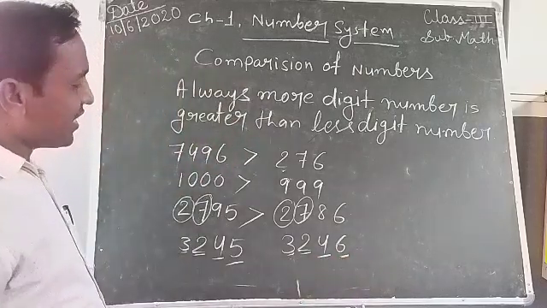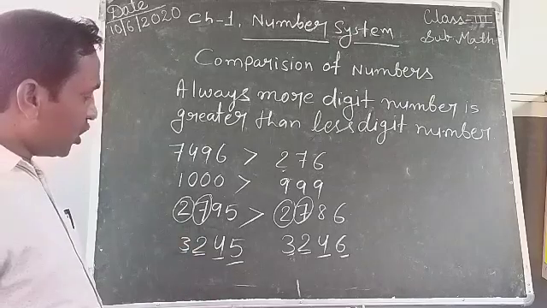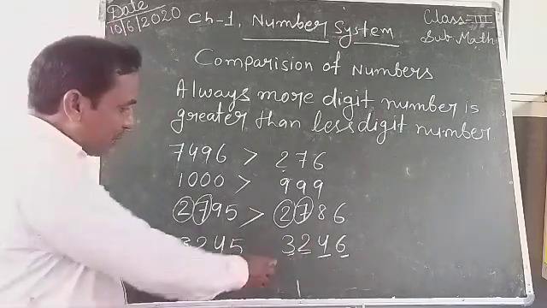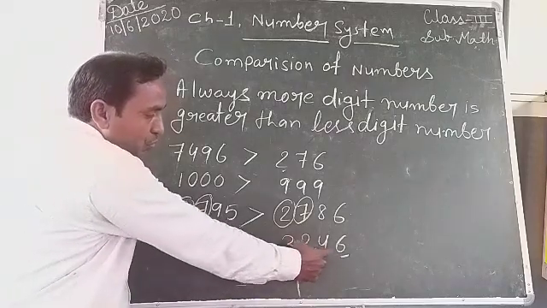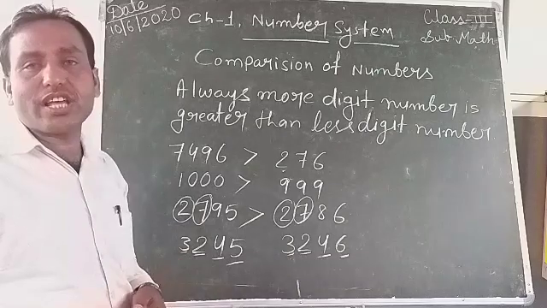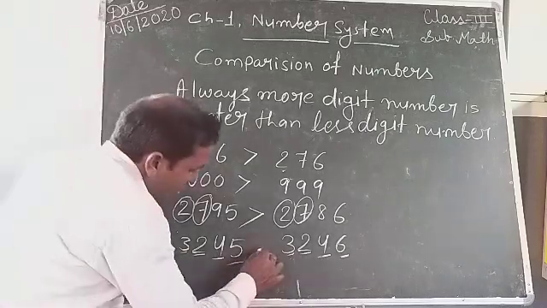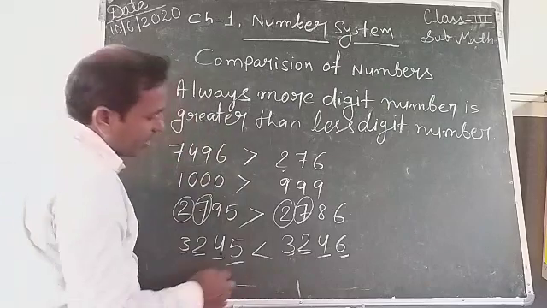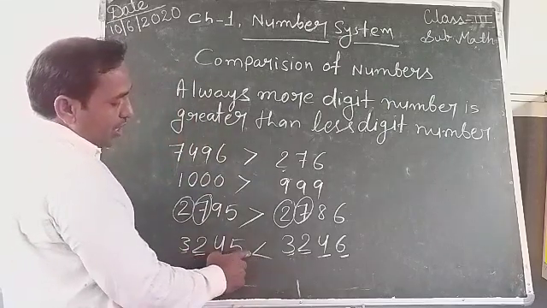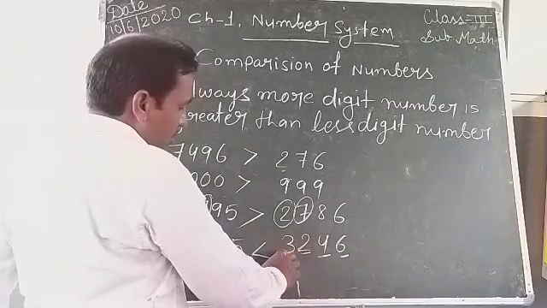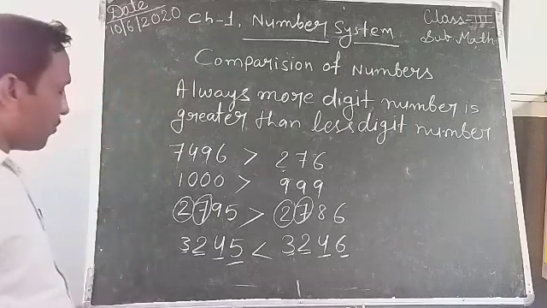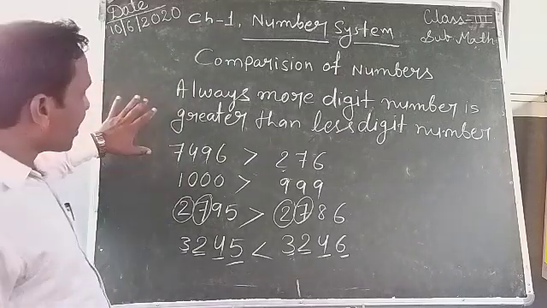So which one is greater? 3245, 3246. It means the greater number is on that side, 3246. So here, which sign do you put, greater or less than? Less than. You put the less than sign here, because 3245 is less than 3246. This type of question is completed.